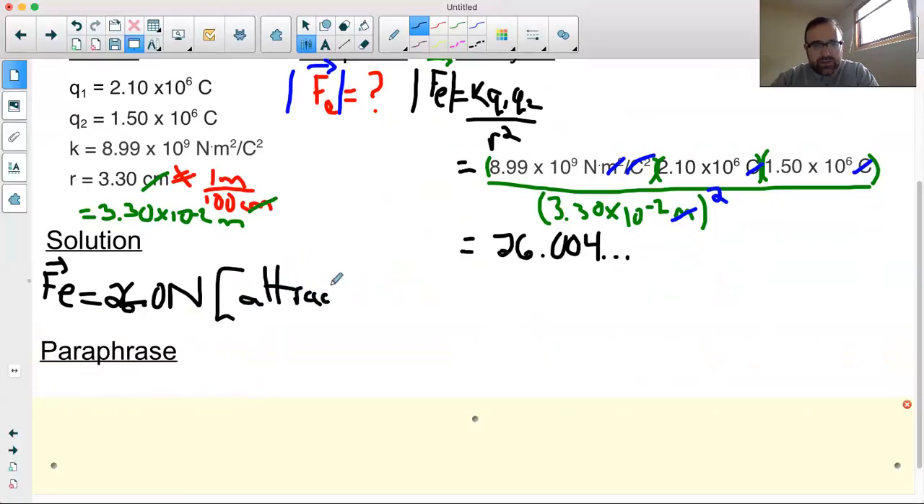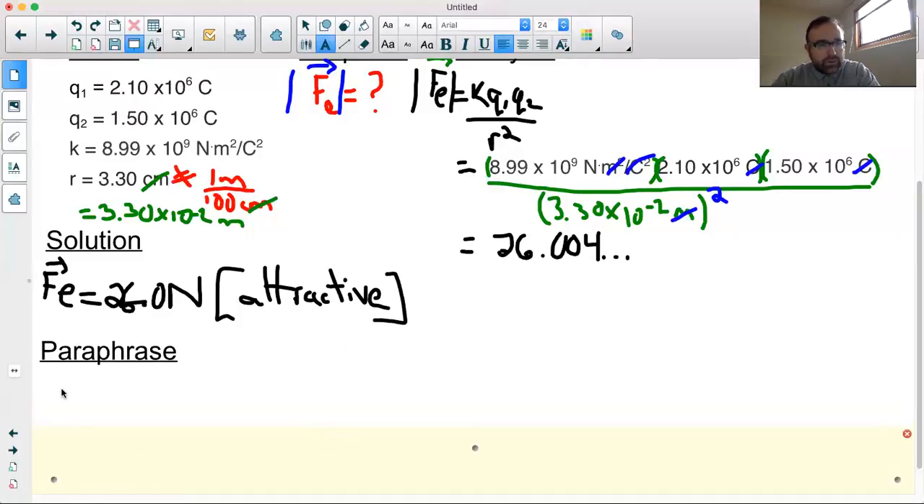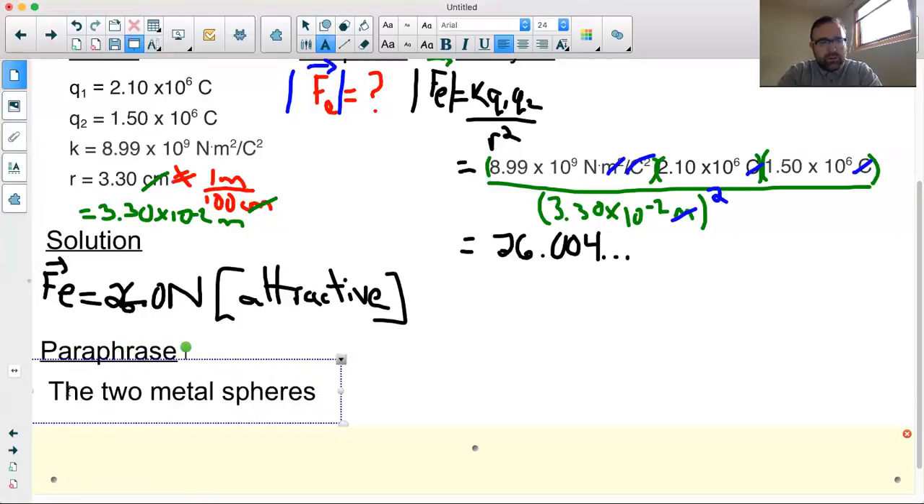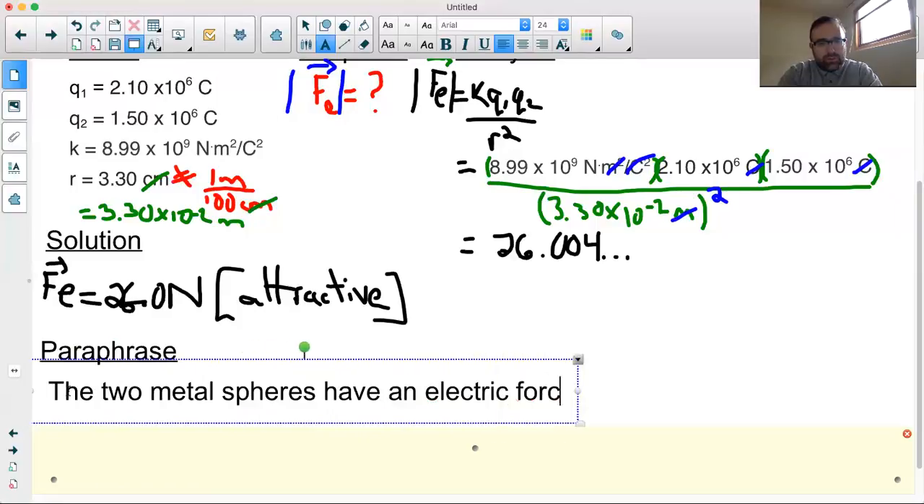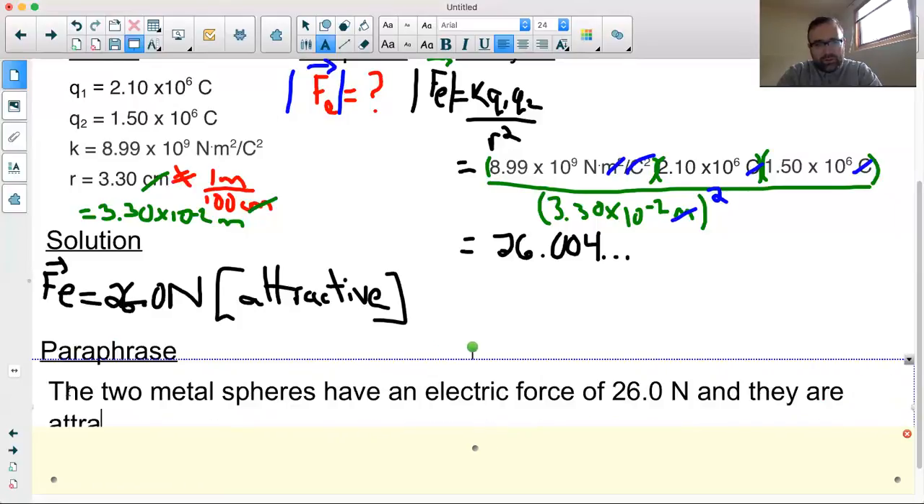So now that leaves us with a paraphrase. Now keep in mind, in our paraphrase, we need to actually indicate what happened in the problem. The two metal spheres have an electric force of 26.0 newtons, and they are attractive to each other.